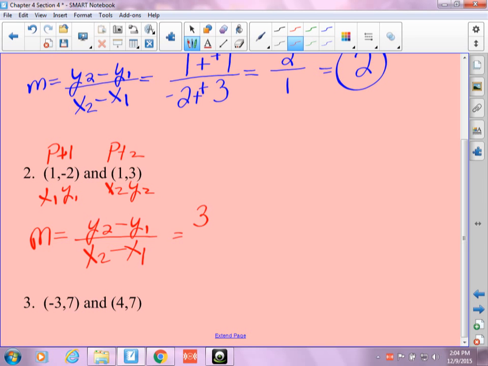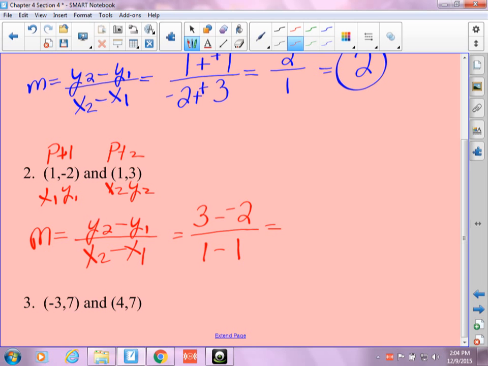3 minus, nope, not 1. Negative 2, right. x2, 1 minus 1. That's right. All you got to do is look up above to what you labeled it.